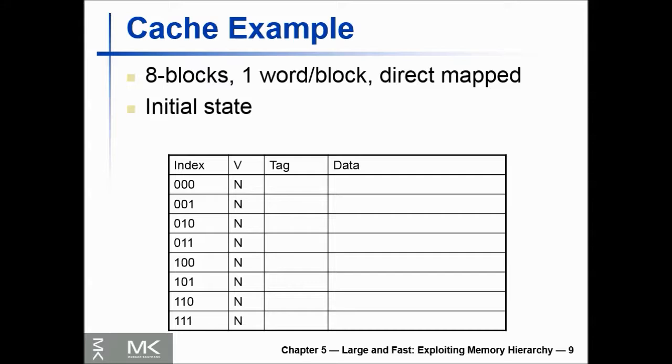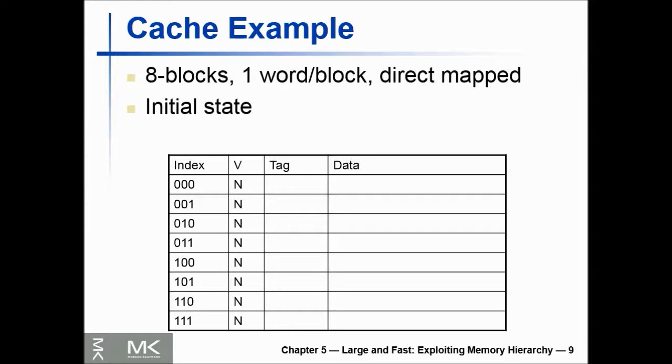Cache example. The cache contents are shown after each reference request that misses, with the index and tag fields shown in binary for the sequence of addresses. The cache is initially empty, with all valid bits turned off.